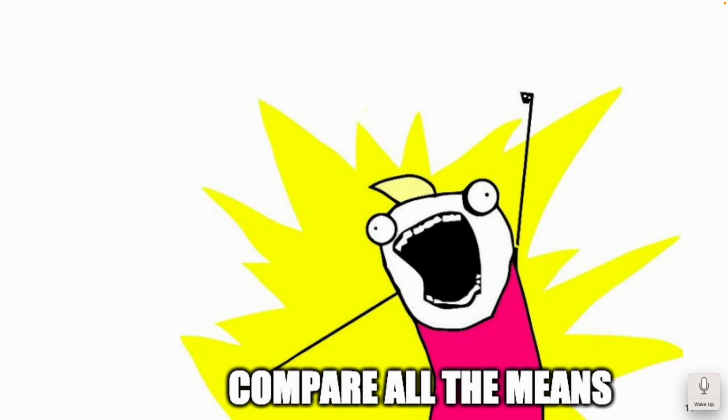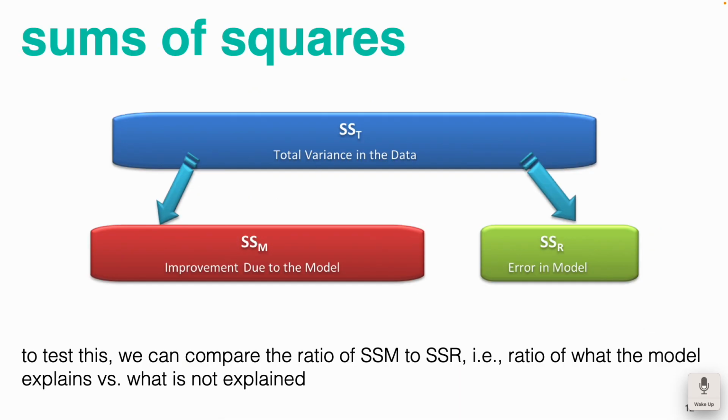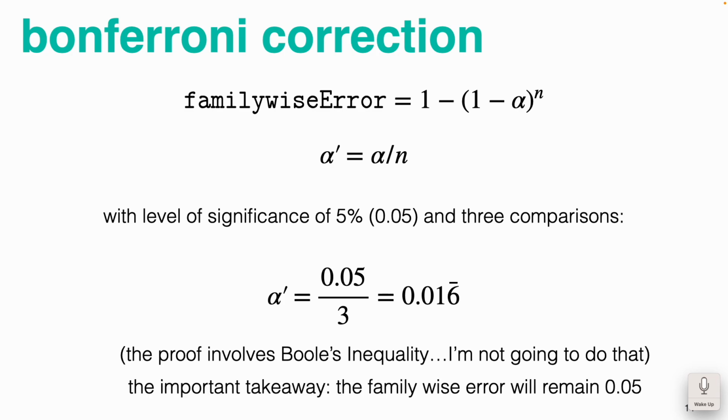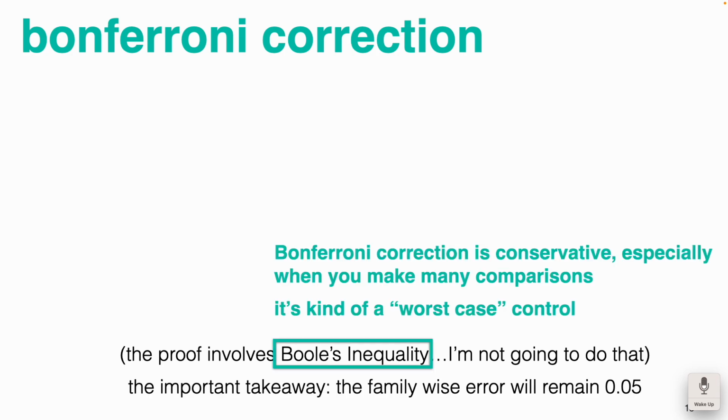And the other thing is you compare everything at once, compare all the means, and you get the sums of squares this way right here. And this allows us to, we talked about Bonferroni correction. As I mentioned last time, Bonferroni correction is very conservative, especially if you're making lots of comparisons. It's sort of a worst case control if you're really afraid of controlling the family-wise error rate and you do lots of comparisons. You can use Bonferroni correction. You will control the family-wise error rate, but you might not find your effects.